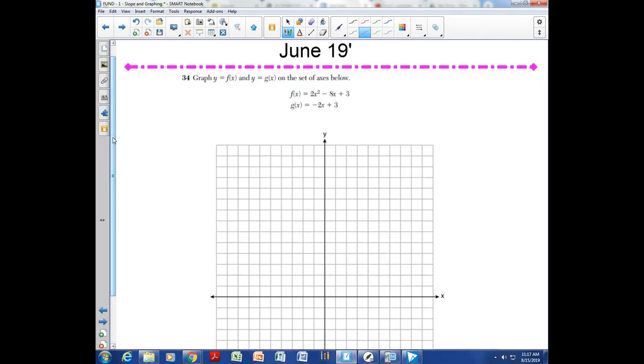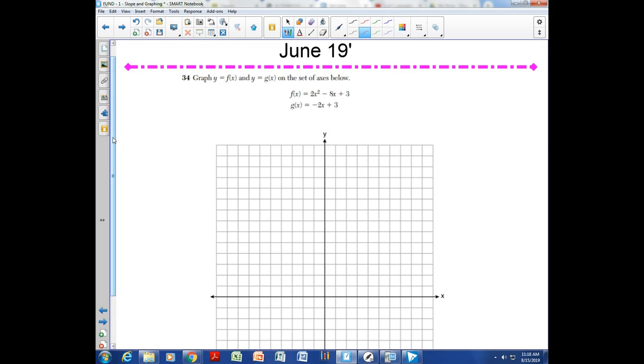June 19, question number 34. Graph y equals f of x and y equals g of x on the set of axes below. Well, here we could see that the f of x is equal to 2x squared minus 8x plus 3, and that the g of x is equal to -2x plus 3.